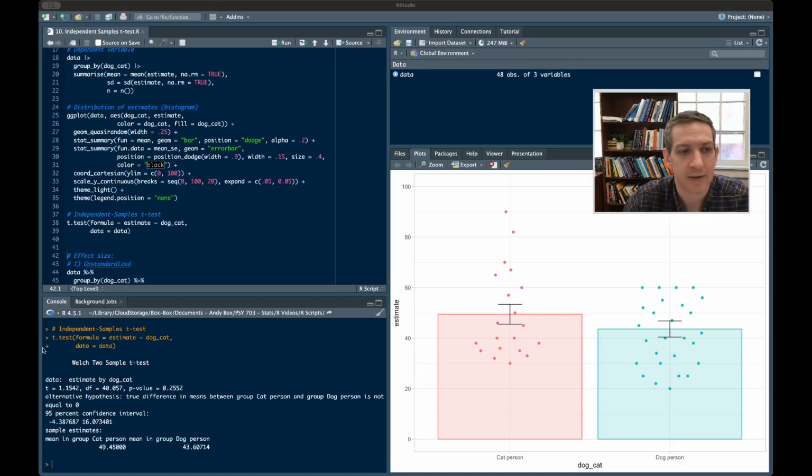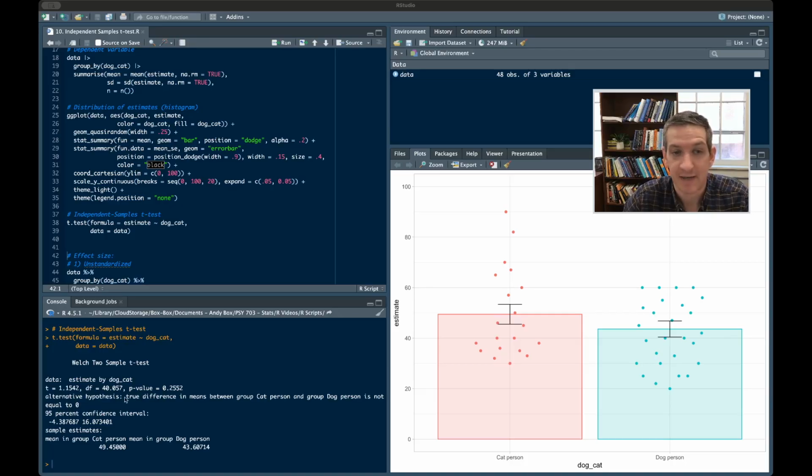Now, R by default gives you the Welch's corrected degrees of freedom. So here we have the Welch two-sample t-test. Right off the bat, we get our t value. We see here it's 1.15. Our degrees of freedom have decimals. They're supposed to because it's a Welch's corrected degrees of freedom. And our p-value in this case is 2.55.